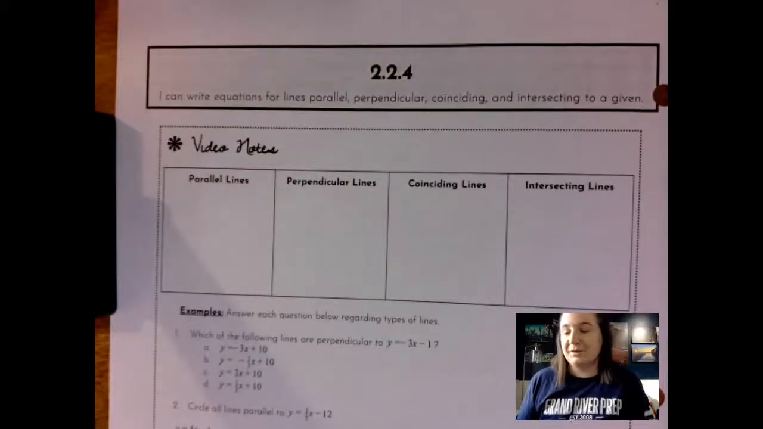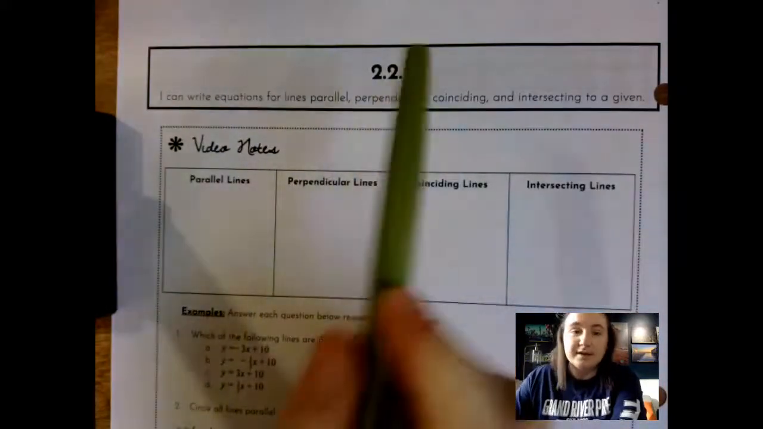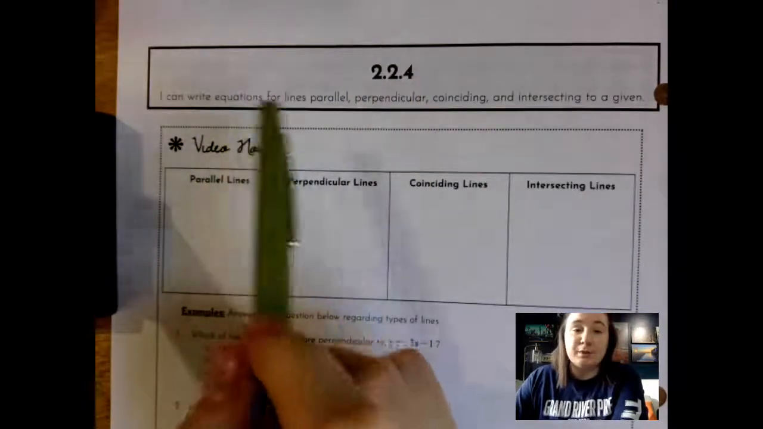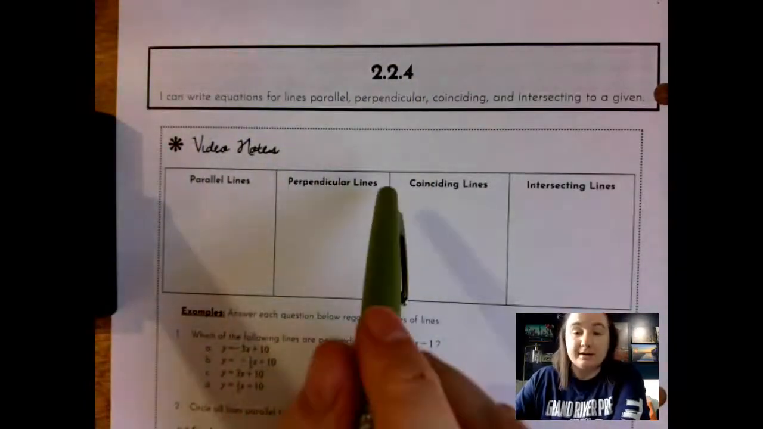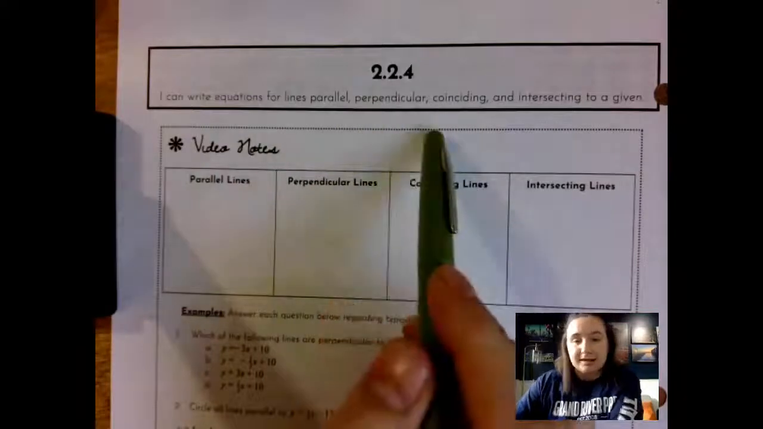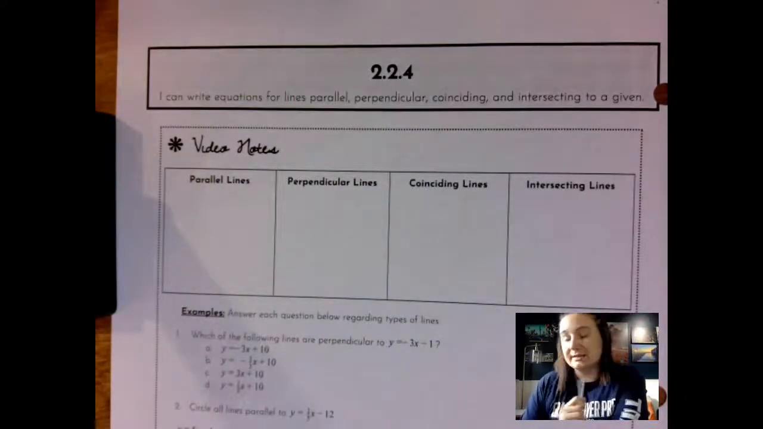In this video, we're going to go through Learning Target 224, which is writing equations for parallel, perpendicular, coinciding, and intersecting lines. So if you have your packet, this is on page 32. If you don't, you can just follow along in a notebook.